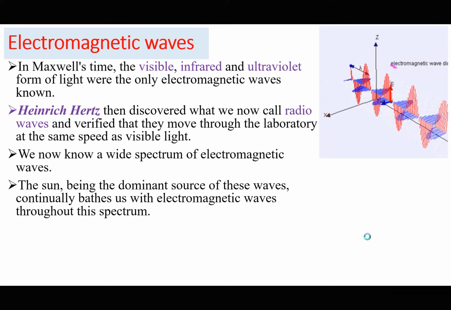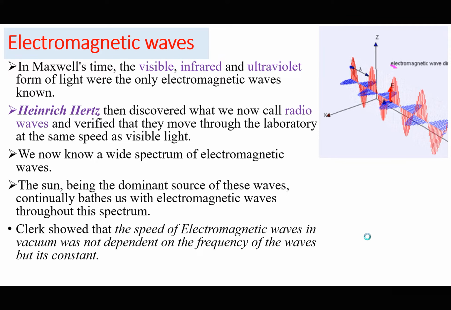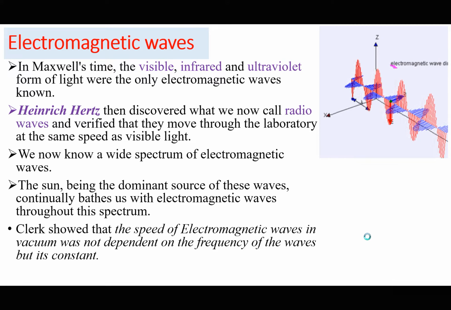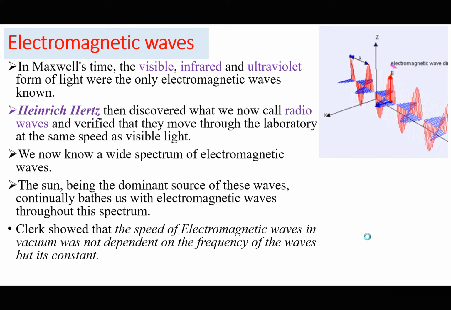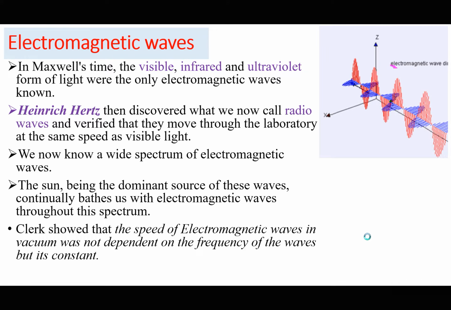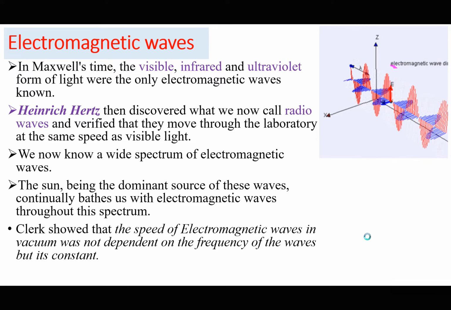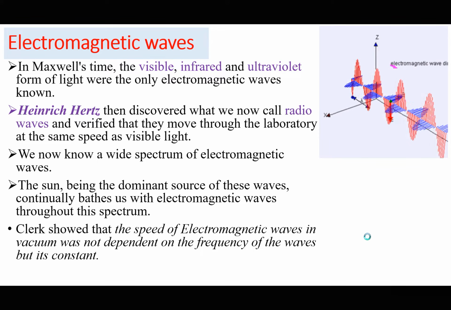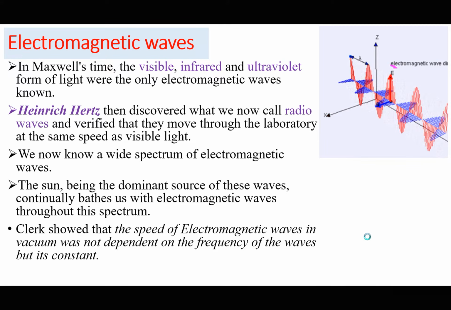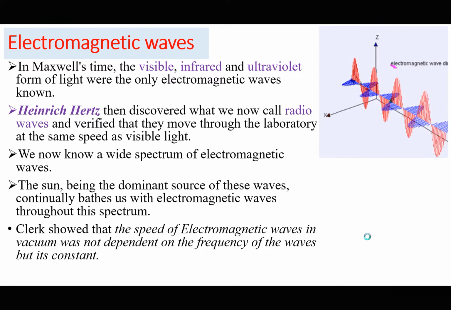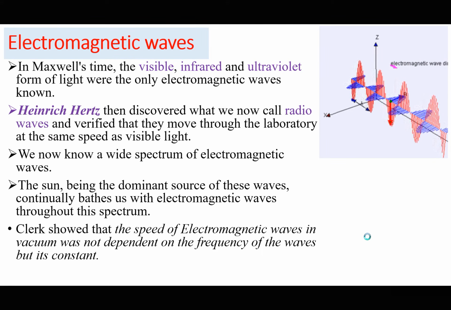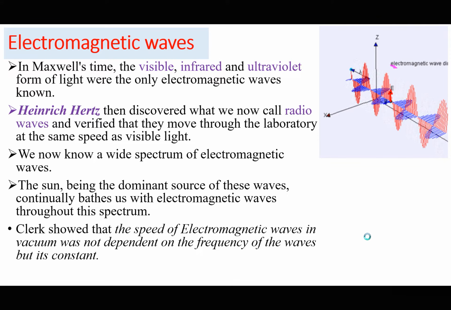Maxwell was also able to show us that the speed of electromagnetic waves in a vacuum does not depend on the frequency of the waves, but is constant. And of course, the general theory of relativity also verified that everything else is relative to the position of the observer, apart from the speed of light, which is considered to be constant.